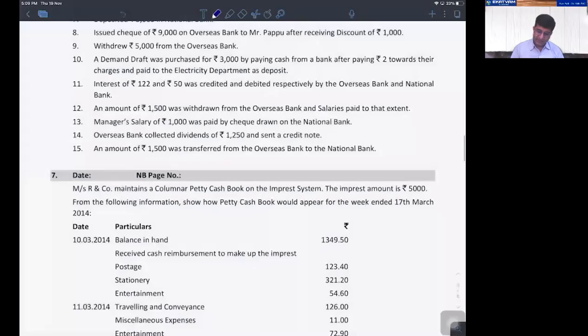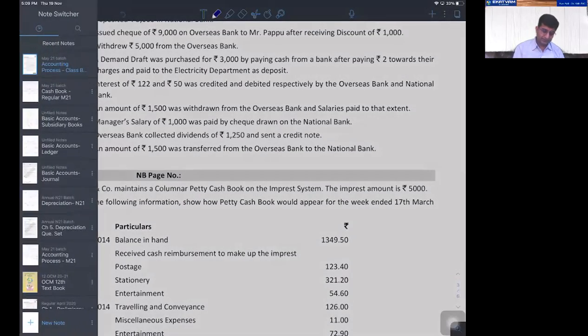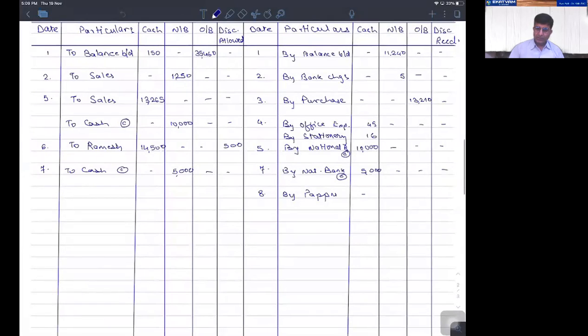किस पे दिया? Overseas bank दिया है? Overseas bank, I'm sorry. In the overseas bank column, 9,000, and the discount received column, 1,000. Am I right?